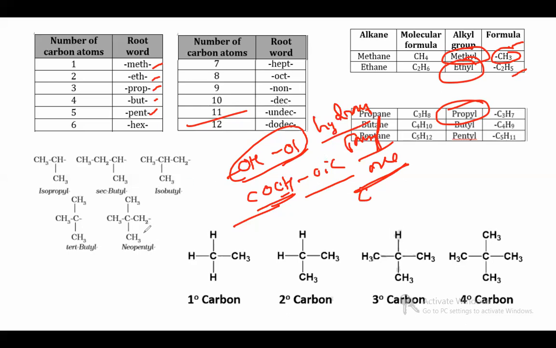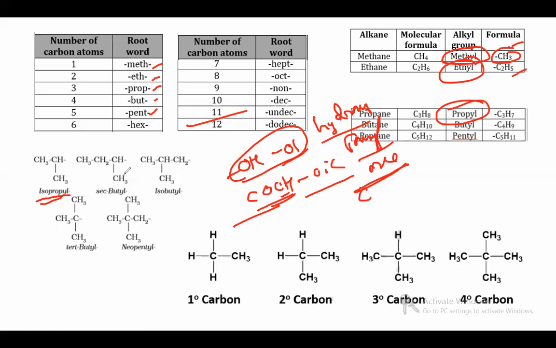1 degree, 2 degree, 3 degree. So we write 1, 2, 3. So 3 carbon. If this carbon attaches to 2 other carbons, this is called isopropyl. Right? 1, 2, 3, isopropyl. So if benzene attaches to this, it is isopropyl benzene.